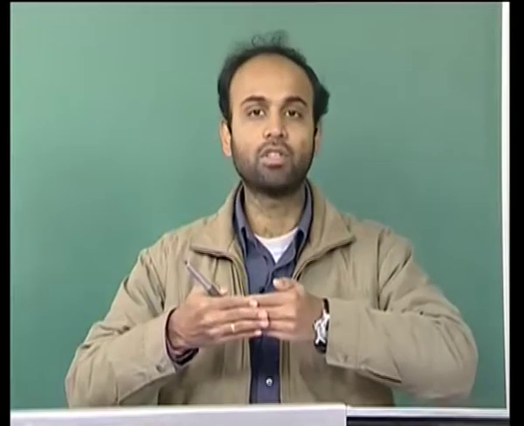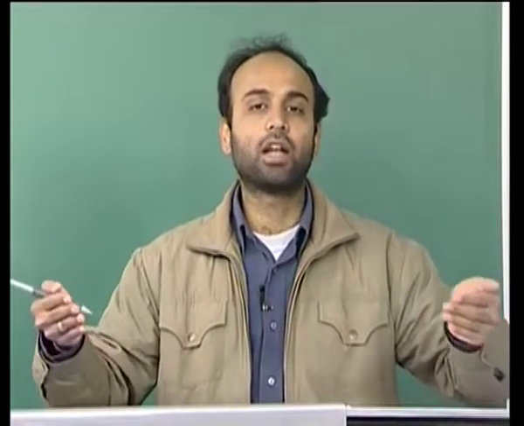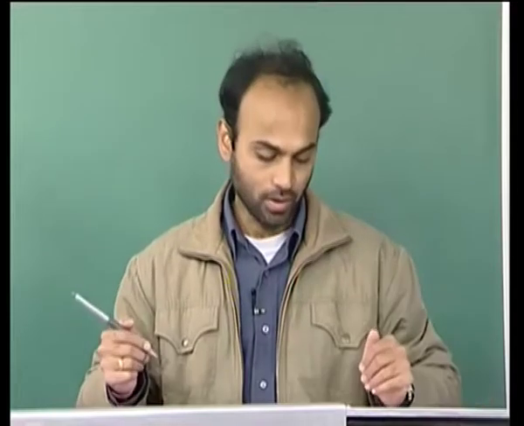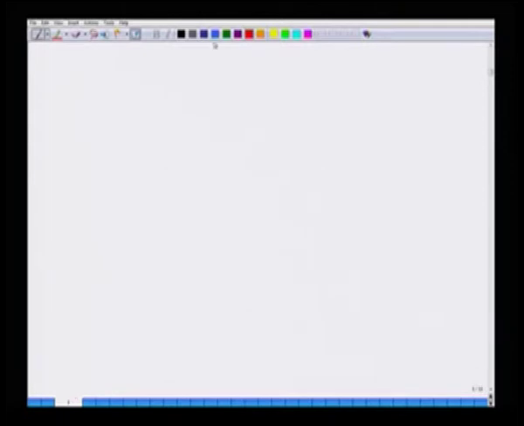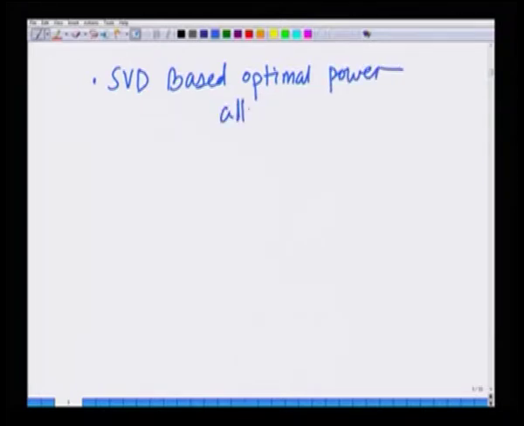So, we had looked at how the MIMO channel can be decoupled by transmit pre-processing and some post processing, so as to decouple the channels and essentially make them interference free from the other symbols. And in this context, we have also seen the SVD based optimal power allocation for capacity maximization.